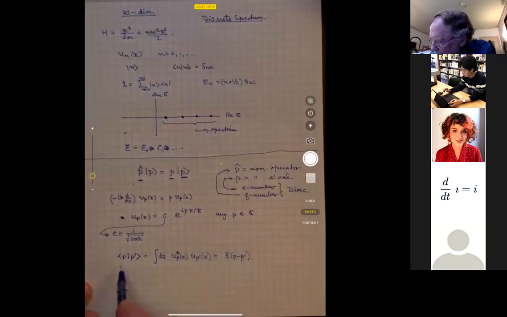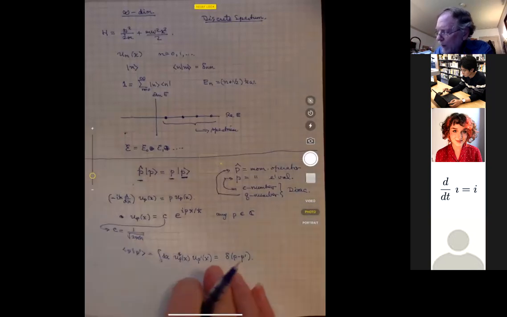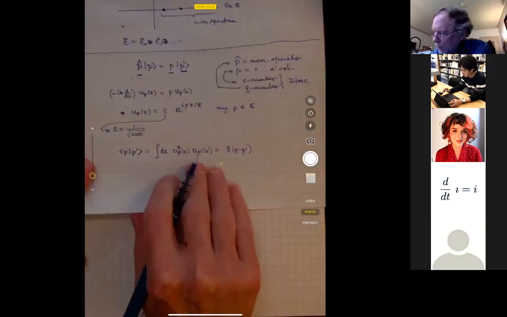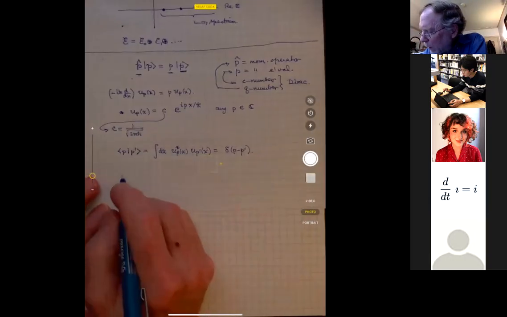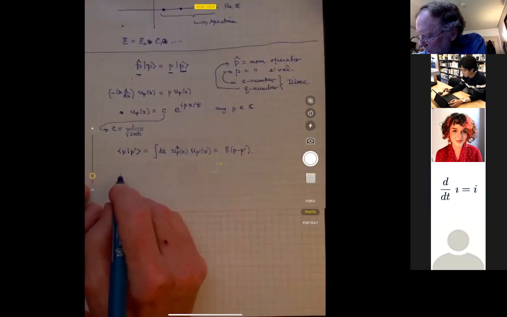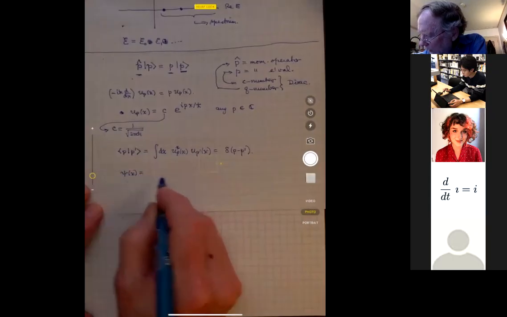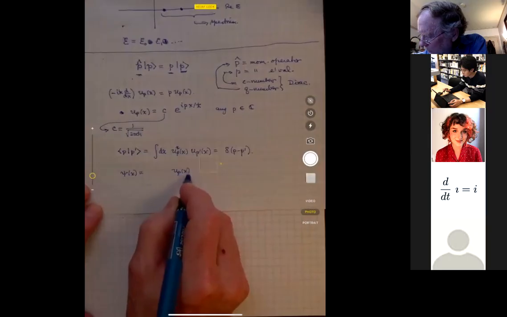So these quote unquote eigenfunctions are not normalizable in the usual sense, but they do have an orthonormality relation in the sense of a Dirac delta function rather than a Kronecker delta, which of course is logical given that the eigenvalues are continuous. So they have a kind of continuum orthonormality condition. What about completeness? Are they complete? Well, they would be complete if we could take an arbitrary wave function psi of x and write it as a linear combination of these u sub p of x's.